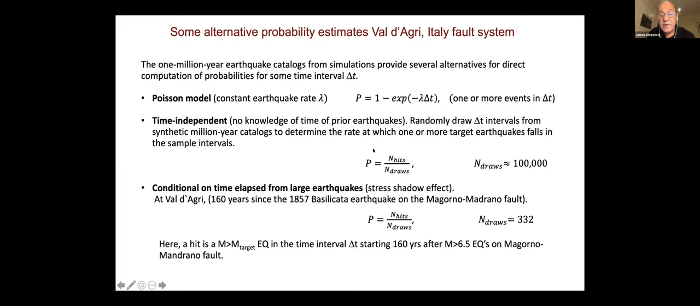And then finally, there was a big earthquake in 1857, the Basilicata earthquake. It killed 10,000 people when it happened. It was a major earthquake at its time. And we think we see events like that in our catalog. And so we've done some conditional probabilities based on what happens following that earthquake.